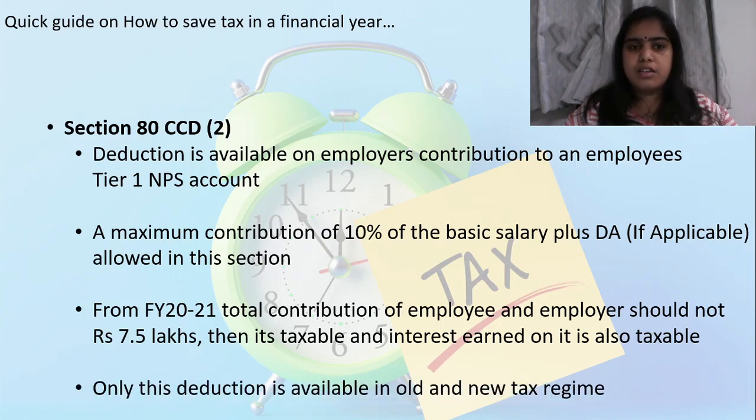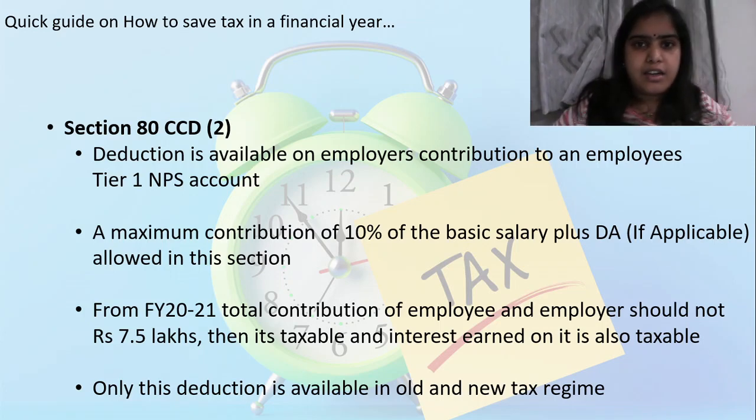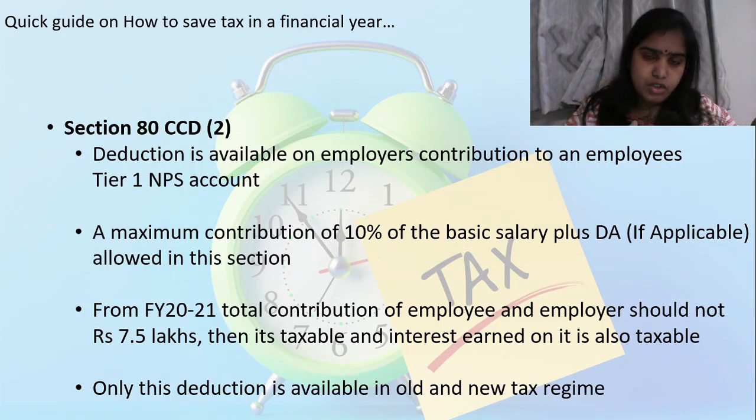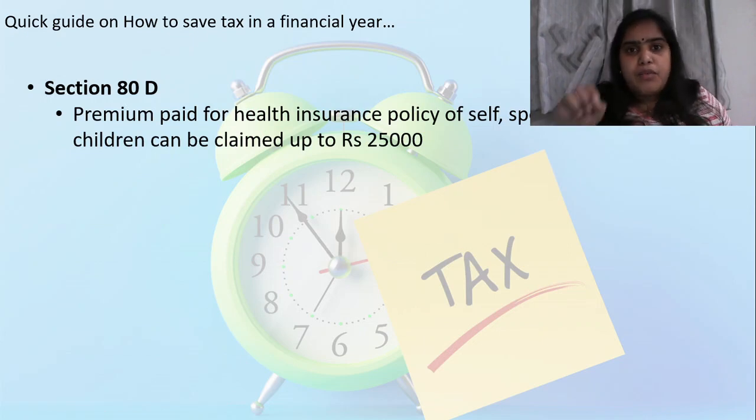So this is section 80CCD 2. So we have seen three sections yet. One is section 80C, most commonly used. Then 80CCD 1B, which says that we can invest 50,000 extra, and then 80CCD 2. Now we will see the fourth section, which is section 80D. What does it say? It says that premium paid for health insurance is deductible.